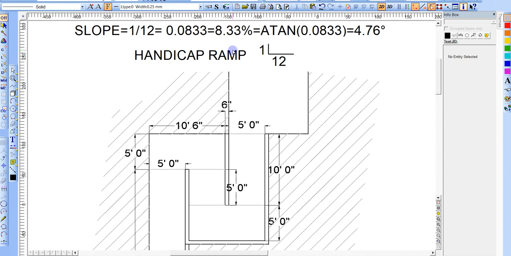So a handicap ramp, they're going to give it to you as 1 in 12. For this example, it's 1 in 12. It could be different, but could be say 5% or 0.05 slope. So here, handicap 1 in 12. The slope is 0.0833. You get that by dividing 1 by 12. And then if you want the percent, you multiply 0.0833 times 100, and you get 8.33%. And then if you want the degrees, you go arctangent of the slope, and that'll give you 4.76 degrees, roughly.